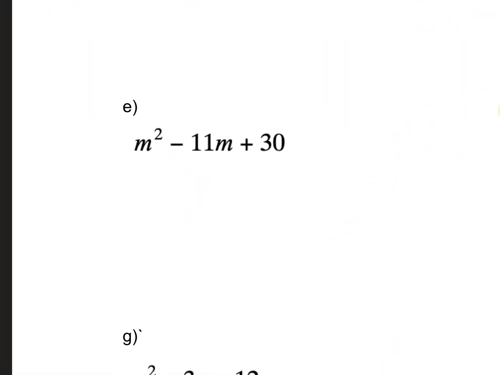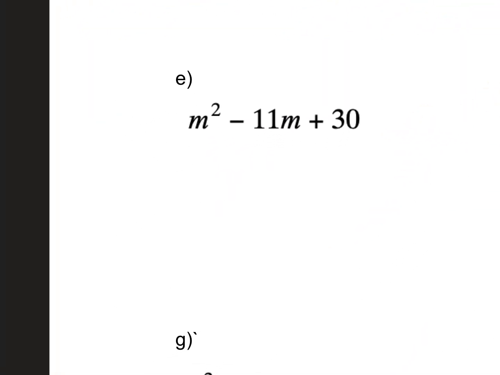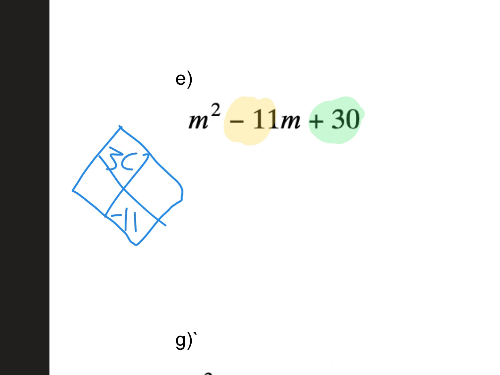Looking down at problem E. Our variable is now m, so let's make sure we're using the proper letter. Okay, so in this case, my product is going to be 30, and my sum is going to be negative 11. Make sure you keep track of the sign. So negative 11 is the sum, and the product is 30.